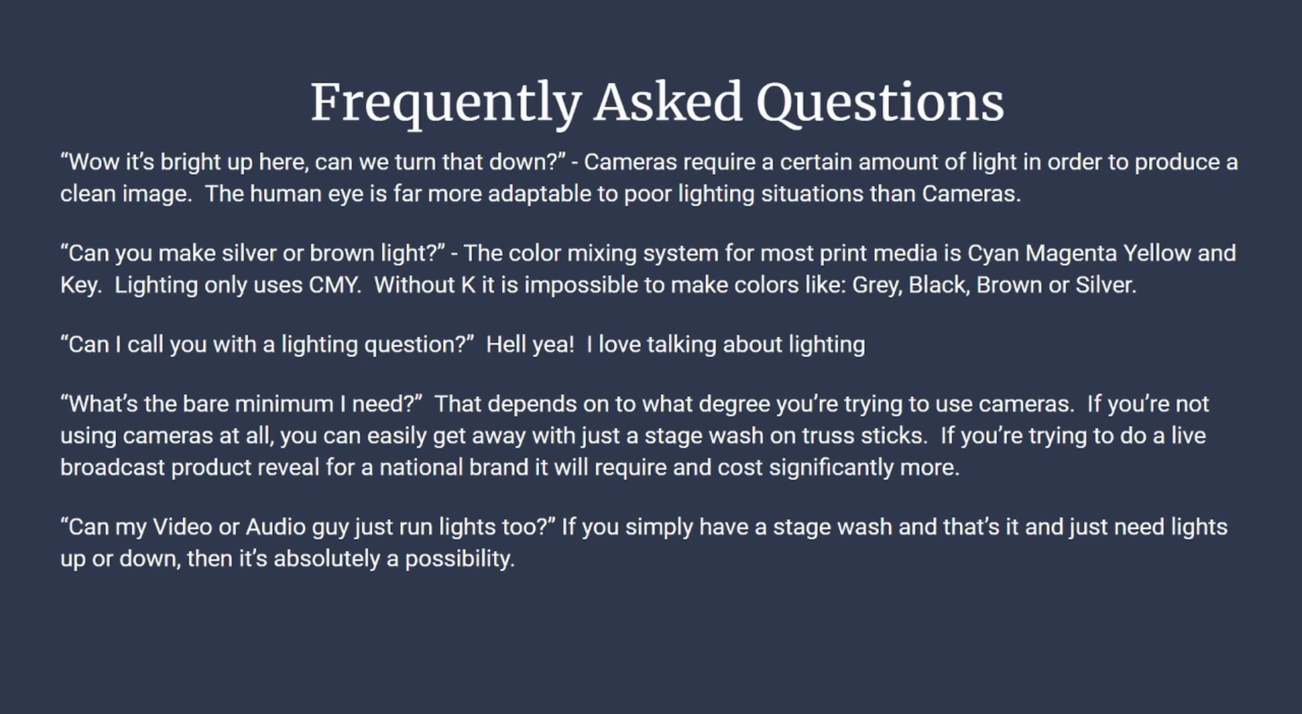Can you make silver or brown light? The color mixing system for most print media is very different than the lighting system. So without the key from the color mixing system for print media, it is impossible in lighting to create gray, black, brown, or silver. Most of those colors, if you think about them, so gray is white mixed with black. We don't have a black on the console, so you just get dimmer white. Brown is black mixed with red, so you just get dimmer red.